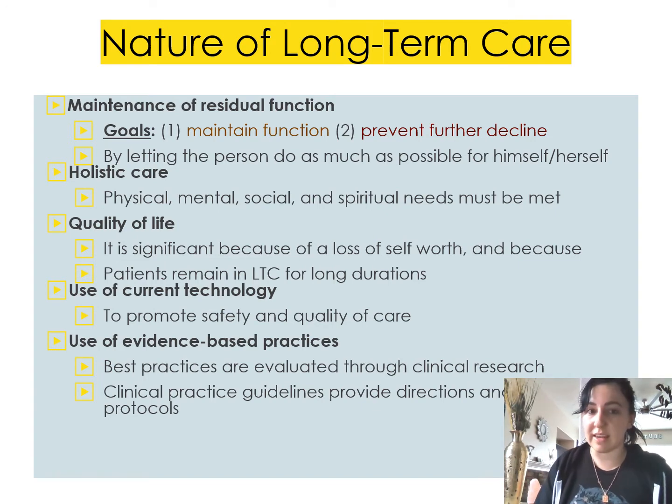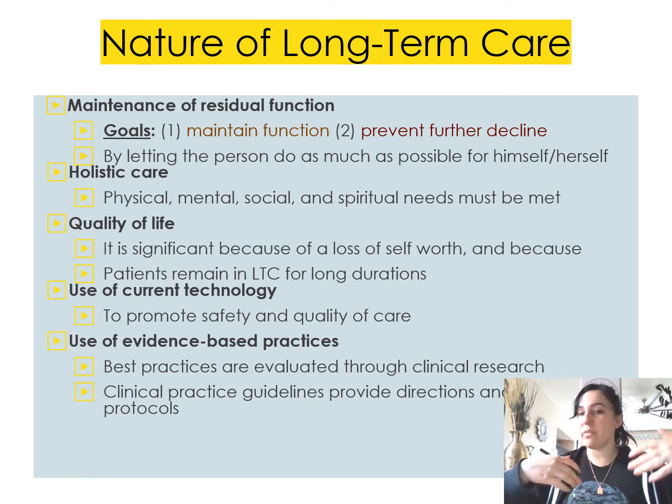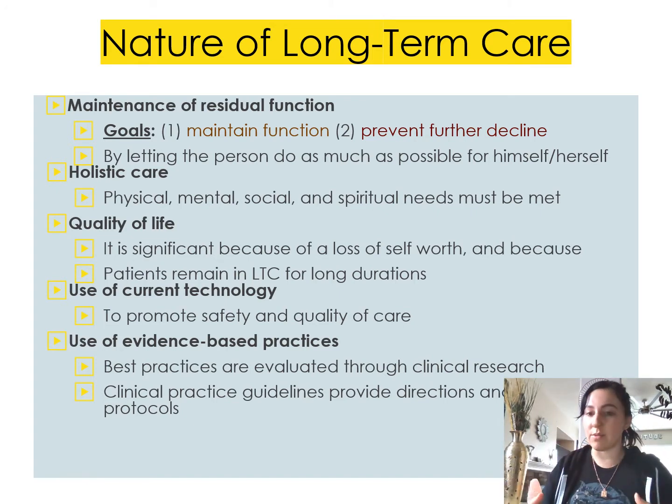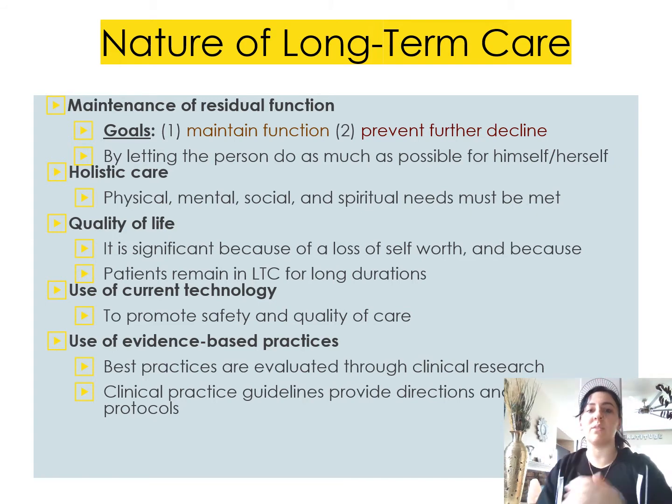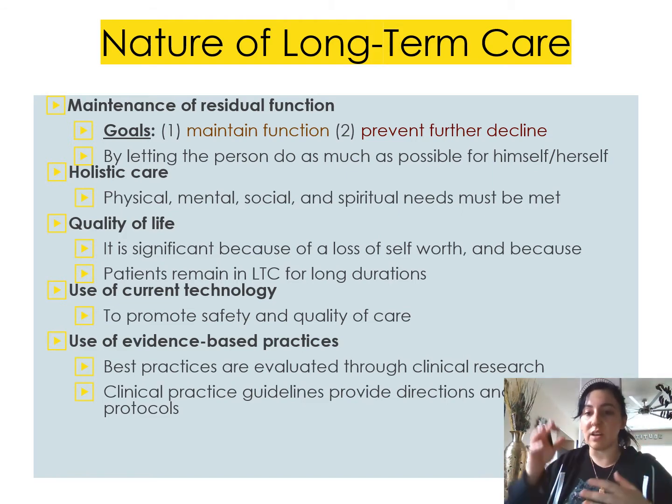Then there's holistic care. We touched on this in the beginning of the course: holistic care encompasses the physical, mental, social, and spiritual needs of the patient. It's not just fixing their physical symptoms, it's paying attention to everything that makes their health whole. In long-term care, there are different types of services that help the individual in all these other areas, not just their physical symptoms.